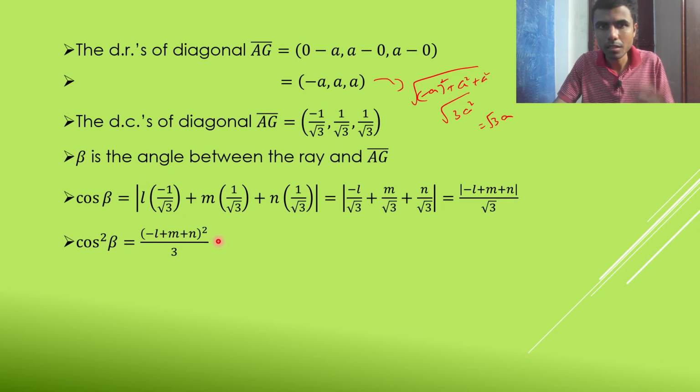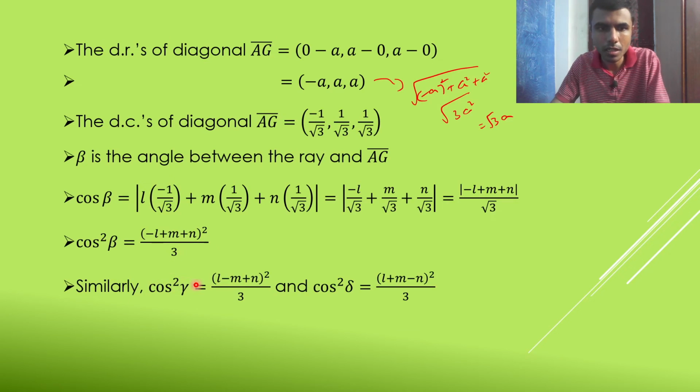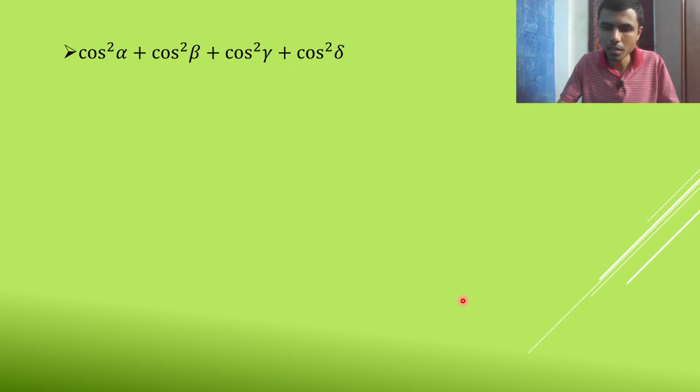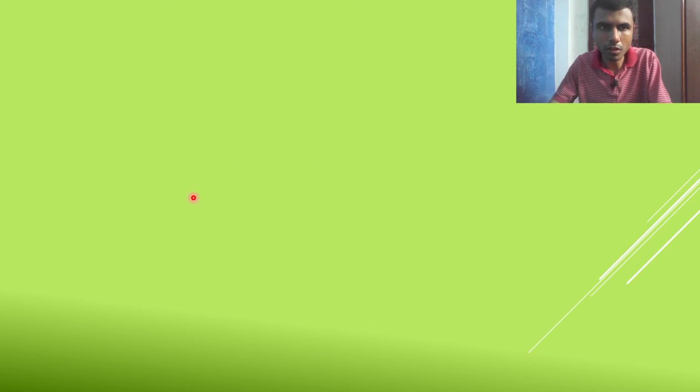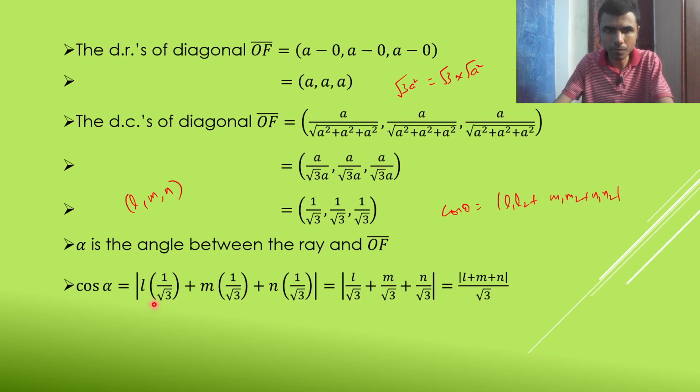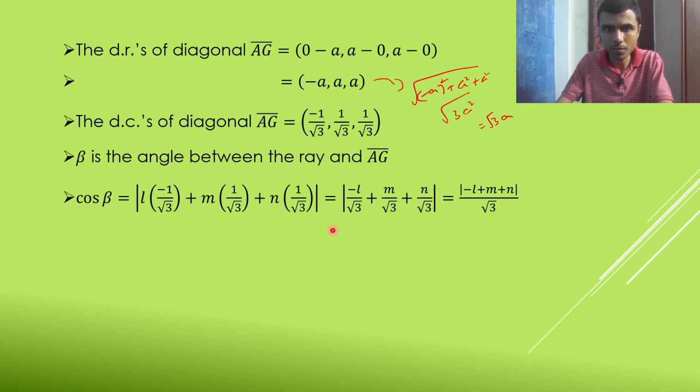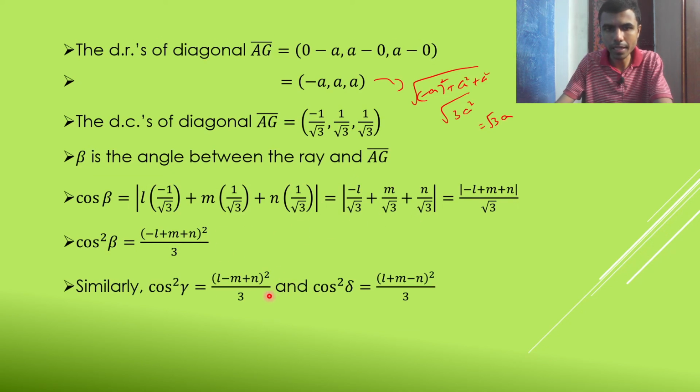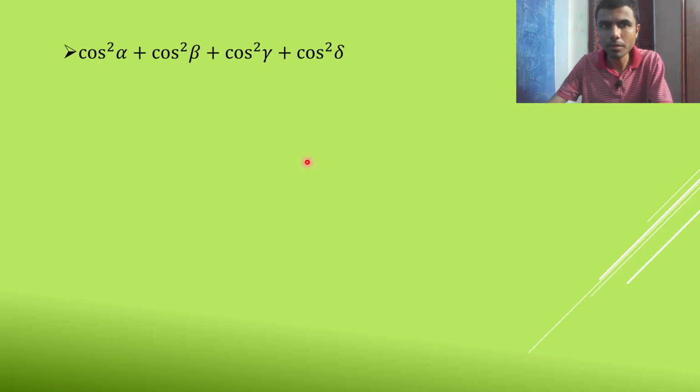For B, cos square gamma is going to be L minus M plus N whole square by 3. And for CD, you would get a minus here: L plus M minus N whole square by 3. Hope it's clear. All that's left is simplification. We already got the values. Cos square alpha is in the previous slide, and the next ones are cos square beta, cos square gamma, and cos square delta. Now just simplify this.